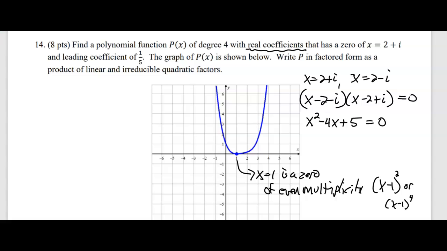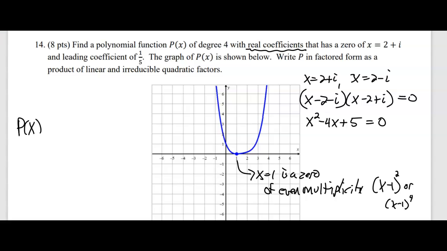Now I did that very quickly, but that's from experience. Just go through, x squared minus 2x plus ix minus 2x plus 4 minus 2i minus ix plus 2i minus i squared. Now this last term, minus i squared, is plus 1. And all of that will work out to be x squared minus 4x plus 5. So I believe we have our final answer already.